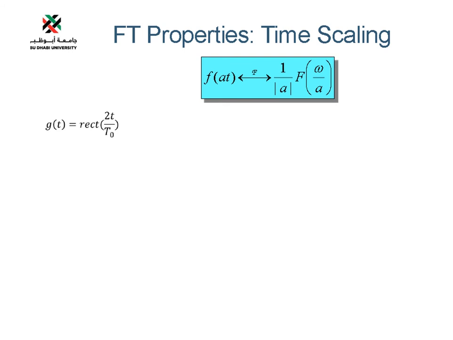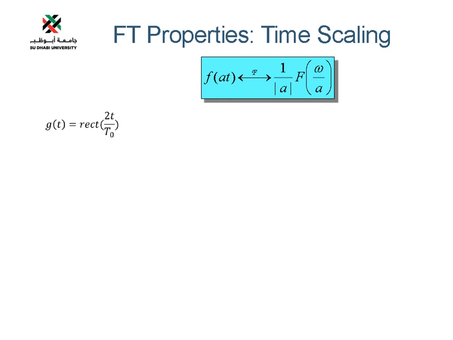We will solve this to see how, by using the linearity property, we can easily get the Fourier transform of such a signal. The second property is time scaling. As we have learned in chapter 2, you are compressing or expanding your signal.